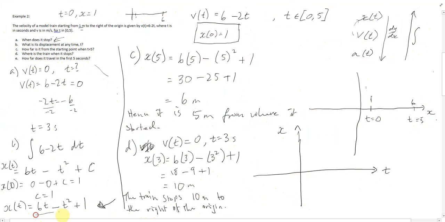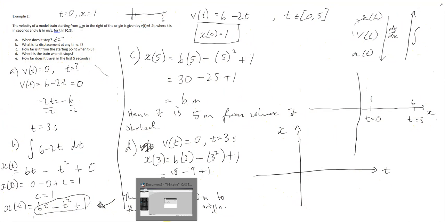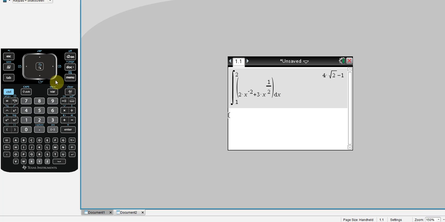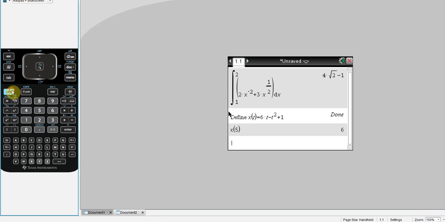So here is our equation, 6t minus t squared plus 1. Let's put that into our CAS calculator. Let's call it x of t equals 6t minus t squared plus 1. Done. So let's just check it. X of 5 should be 6. Yes, it is. Okay, so now let's plot that and take a look at it.